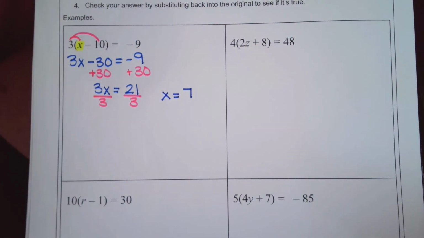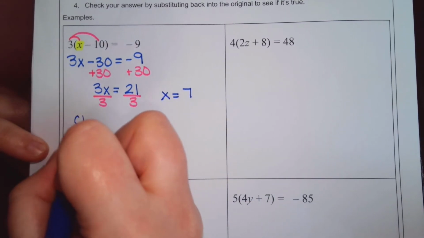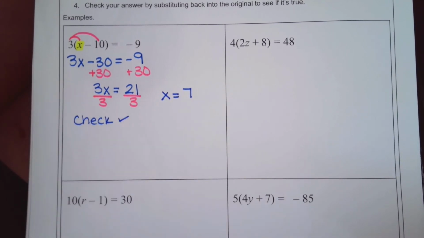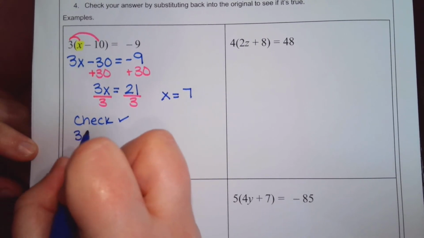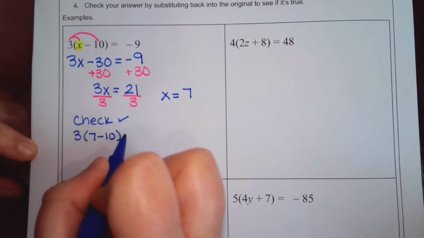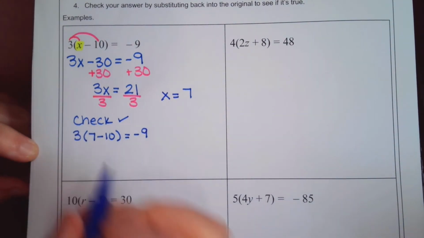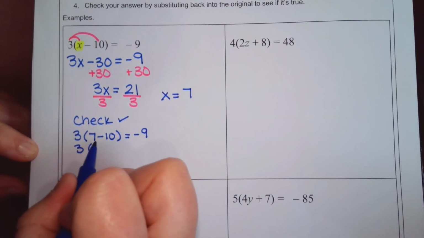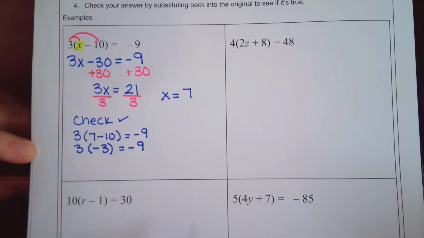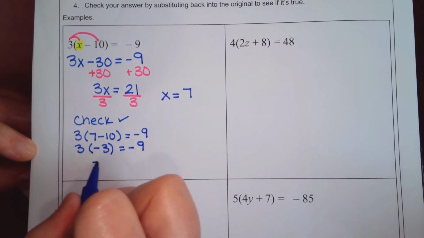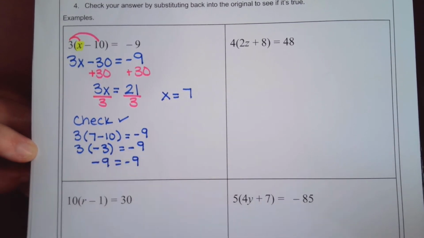Now, we need to check our work to make sure we solved it correctly. So now, we're going to plug 7 into x up top. So we have 3 times 7 minus 10 is equal to negative 9. Leave the 3 alone for now. 7 minus 10 is negative 3. You just want to follow your order of operations. 3 times negative 3 is negative 9. And look at that. It is true. So we're good to go here.